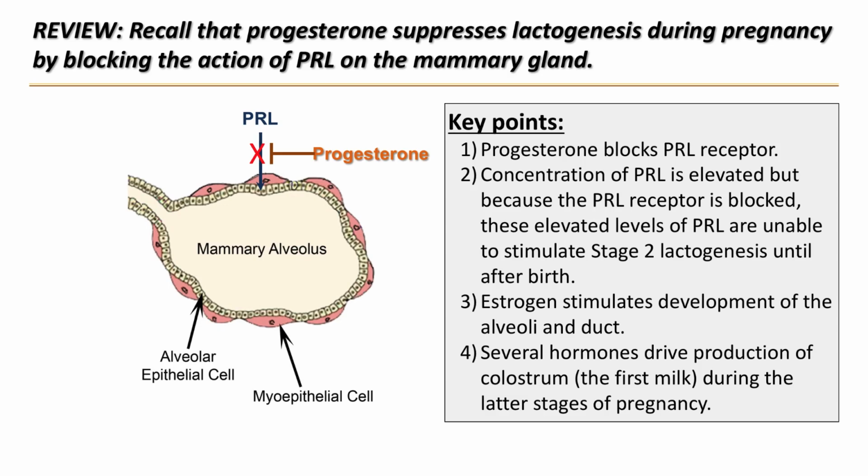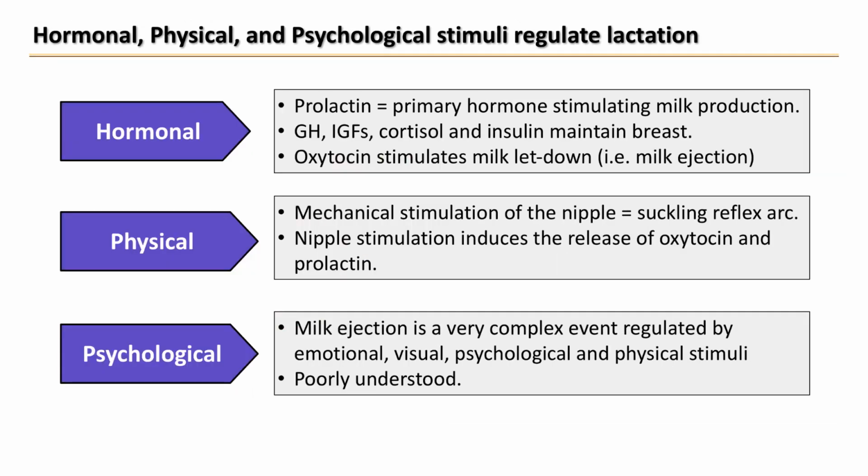We know that estrogen is also involved with this, and you may see in various review documents, Kaplan, etc., that estrogen and progesterone act synergistically to block the actions of prolactin. Recall that estrogen is required to upregulate progesterone receptor, and thereby it is both estrogen and progesterone that are blocking the actions of prolactin, but it is the direct effect of progesterone and not estrogen. Note that several hormones, as we've discussed, drive production of colostrum during the latter stages of pregnancy.